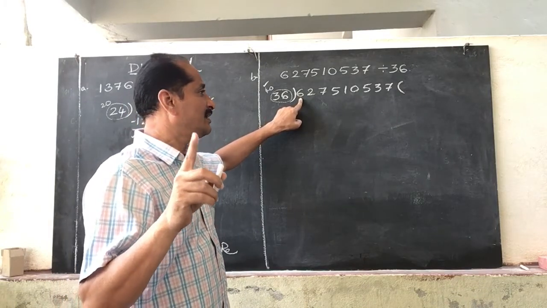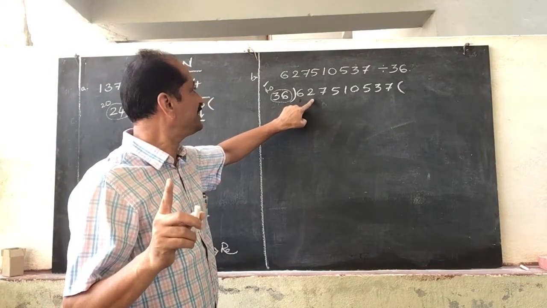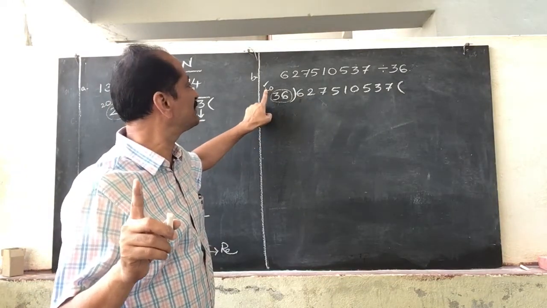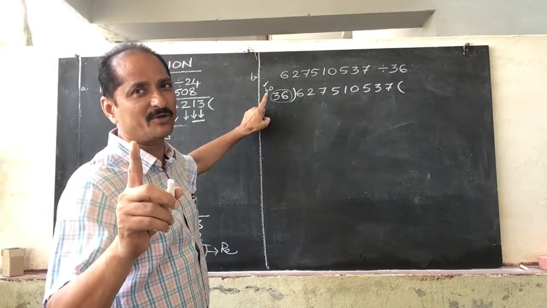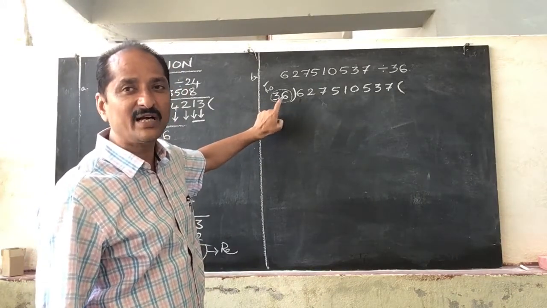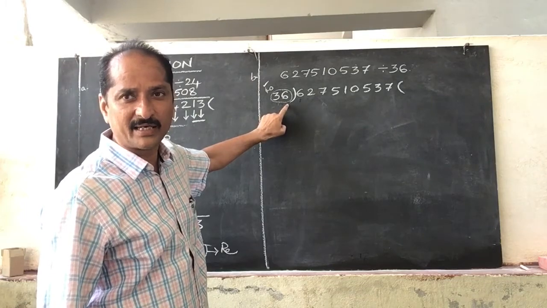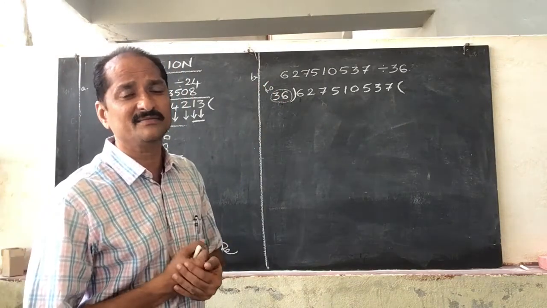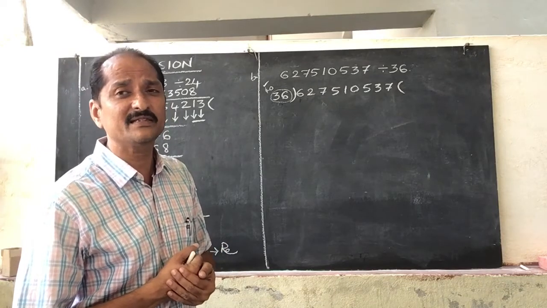But while you are writing 62 divided by 40, it means one time only it is going. So divide it with 36. The actual divisor is 36, but the rounding divisor is 40. Why are we rounding this to 40? Why are we rounding this to the tens place?